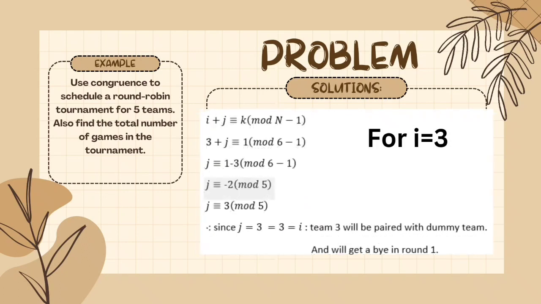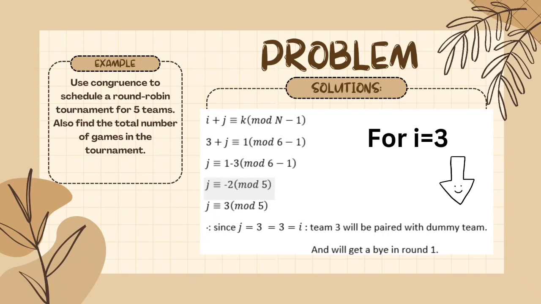Next, for i equal to 3, again, we will use the formula and substitute the given numbers. So as we solve the congruence, we get j congruent to 3 mod 5. Since j is equal to 3 and i is equal to 3, team 3 will be paired with the dummy team and will get a bye in round 1.